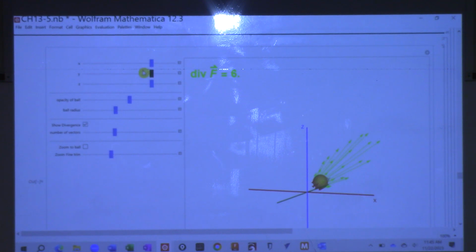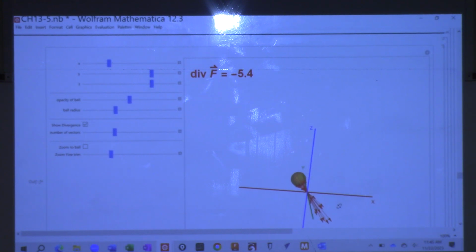And now I'm going to move this ball around. Watch the divergence. Whoa, now it became negative, right? There's more stuff going in than going out. So you got negative divergence.